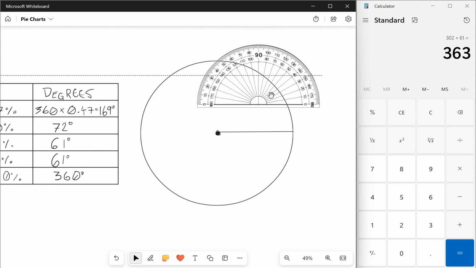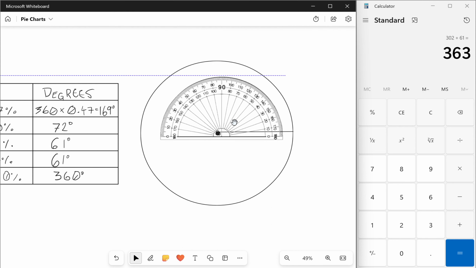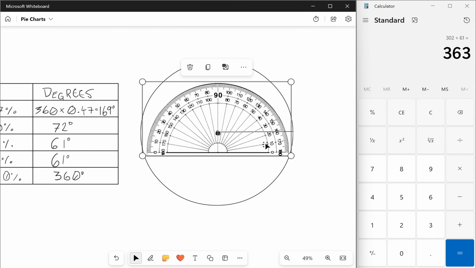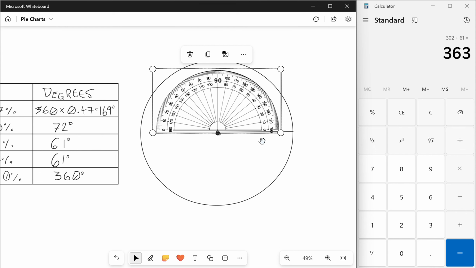I'm going to use this protractor. I'm going to align it with that center line. I want the 0 to go exactly there, exactly on that bottom line. You can see I'm having some technical difficulties. It keeps snapping me where I don't want it to be. Let's see if I can figure that out. Give me 1 second.